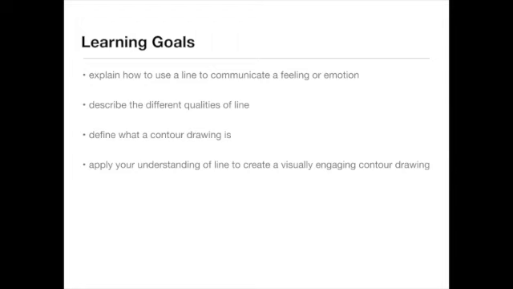In order for us to be able to understand that process, we need to be able to also describe the different qualities of line so that we're able to carefully and clearly articulate our thinking. And this is going to be leading into the notions of contour drawing, and then also starting to think about how do we use these qualities or these types of lines in order to help us create visually engaging images. In particular, we could be thinking about contour drawings specifically.